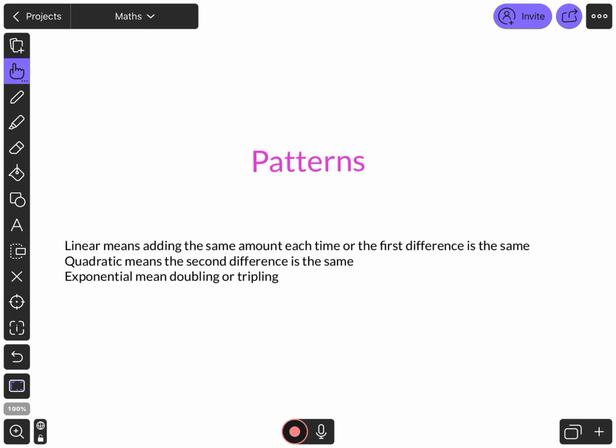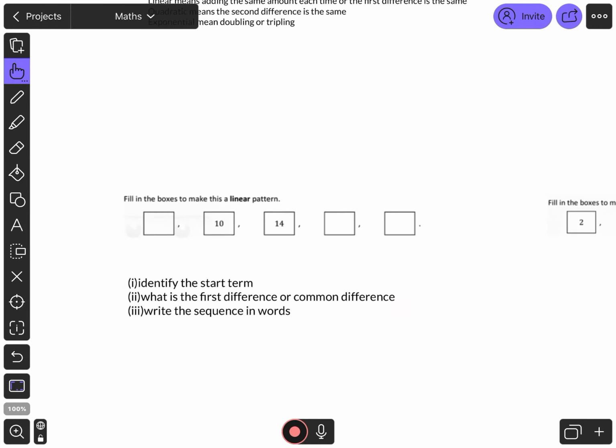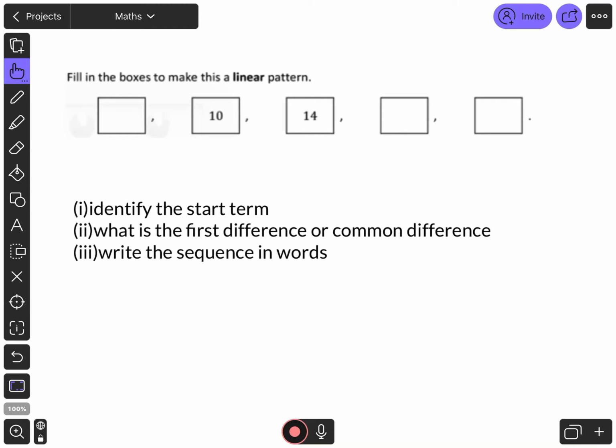So we just need to be able to recognize when you see a quadratic and an exponential, but we need to be able to answer a couple of questions on a linear question. If you want to take those down, you can, but you already have them in your notes. They're just the basics of what different types of patterns are. So let's take a look at this first question here. It says, fill in the boxes of this linear pattern.